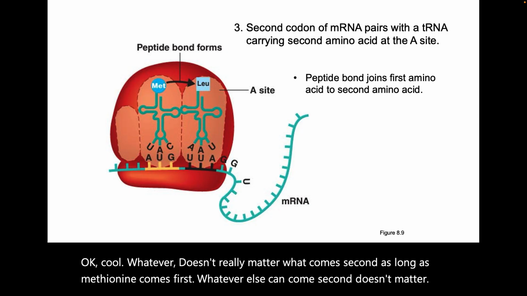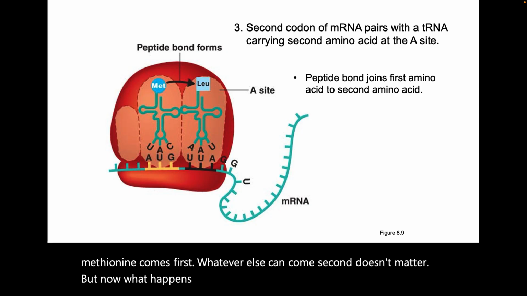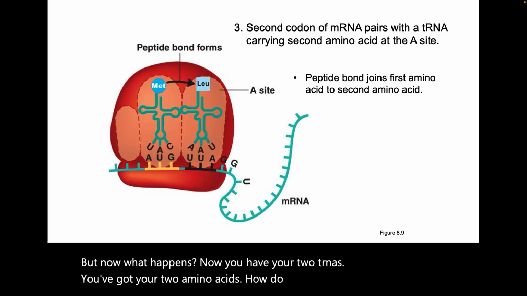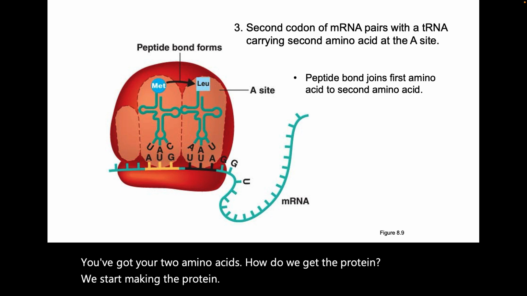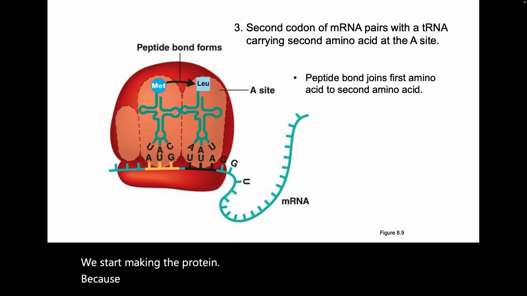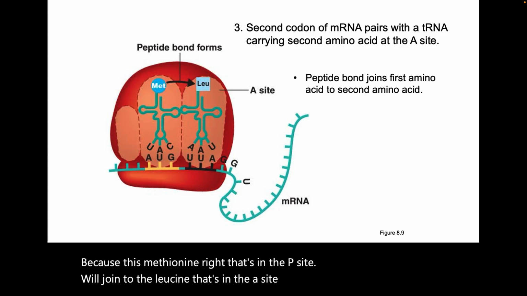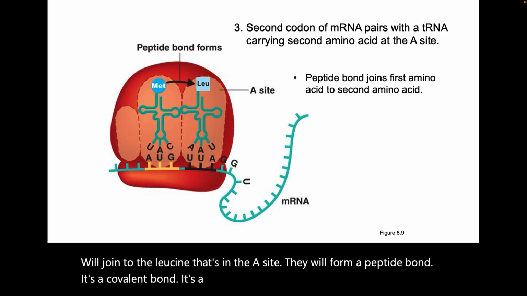But now what happens? Now you have your two tRNAs. You've got your two amino acids. How do we get the protein? Well, we start making the protein because this methionine that's in the P site will join to the leucine that's in the A site. They will form a peptide bond. It's a covalent bond. It's a very strong bond. It requires a lot of energy.